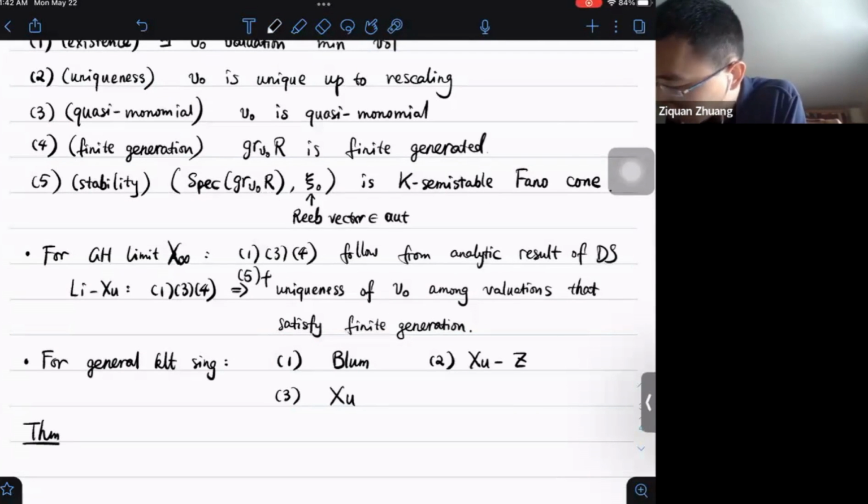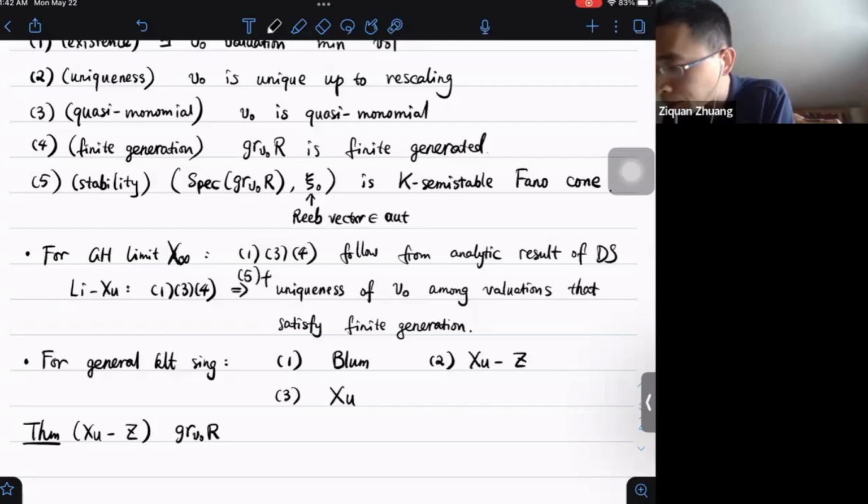So maybe the main theorem I can state for today, and this was proven sometime last year, is that this associated graded algebra, if you use the valuation that minimizes the normalized volume function, is going to be finitely generated.